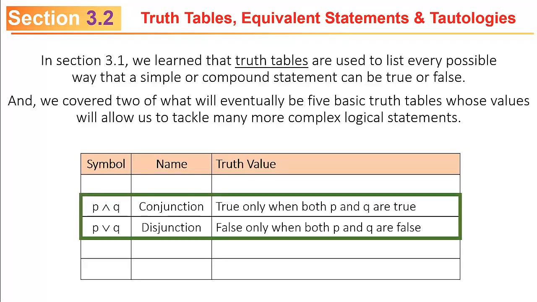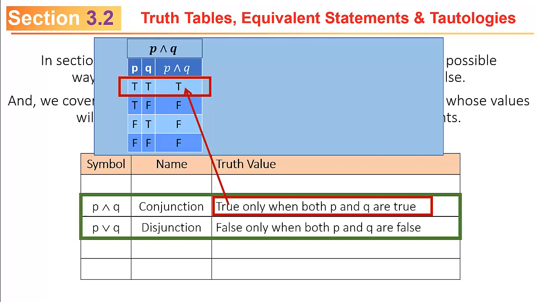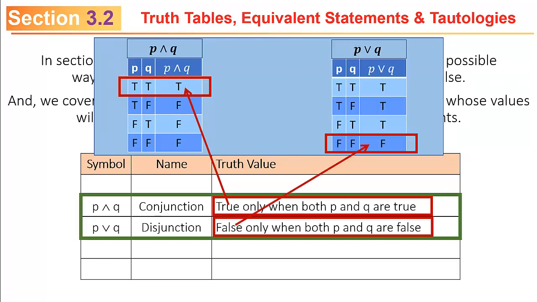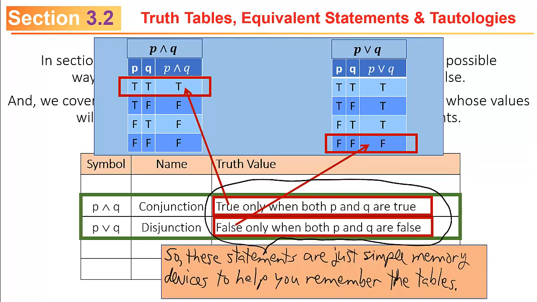So these are the two we've already covered. The conjunction, which is the and, we learned that an and is only true when they're both true. And the disjunction, or the or, and we learned that a disjunction is only false when they're both false. True when they're both true, that's and. False when they're both false, that's or. Those little memory aids help you remember what the table values are without having to strictly memorize the tables themselves.